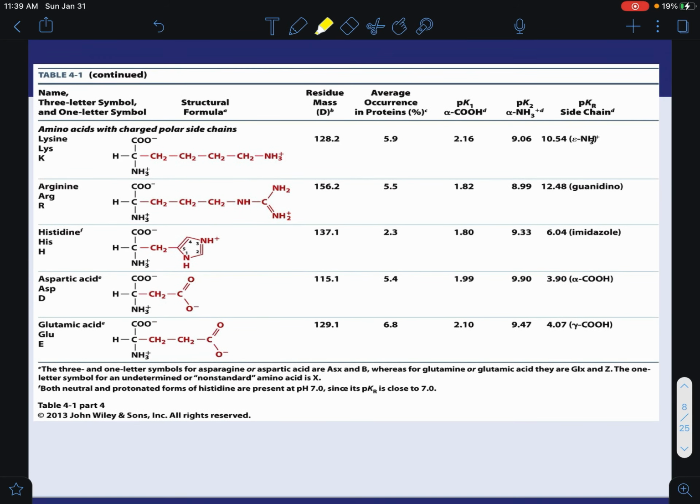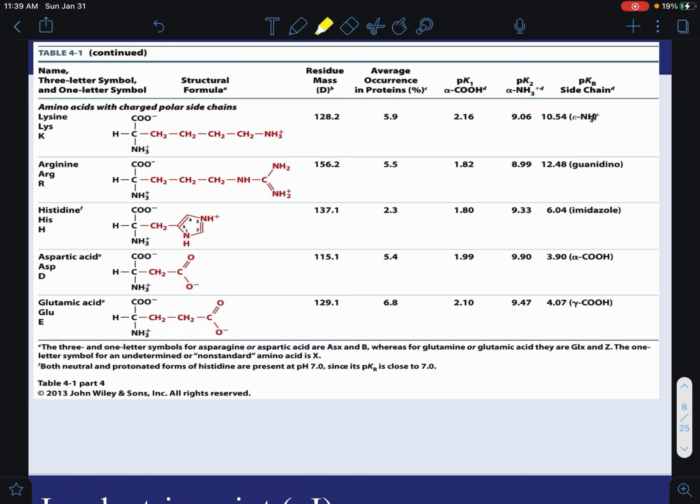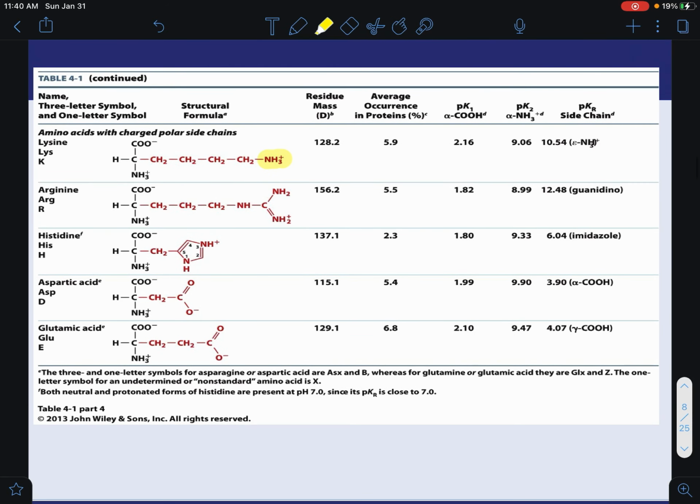And then moving on to some more polar ones, but charged polar. You have lysine, which has this amino group way out there. You have arginine. You have histidine. And then you have your acidic ones, like aspartic acid and glutamic acid. Like I was saying before, at least as a starting point, it's important to know the structural formula. The pKa values will come in handy later on, but what's best to know is the structural formula, the three-letter name, and the one-letter name.